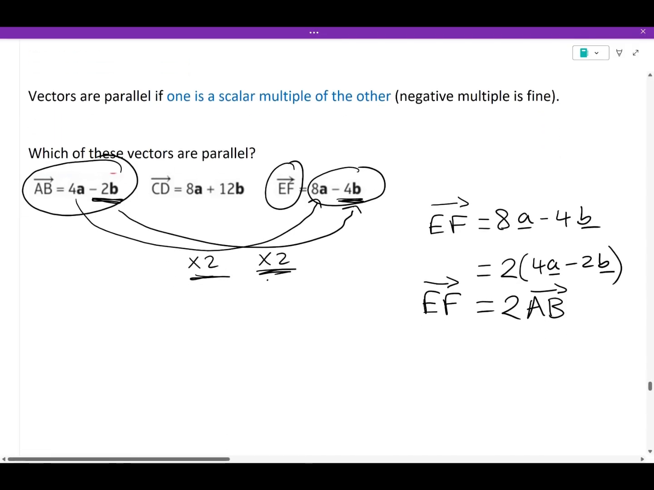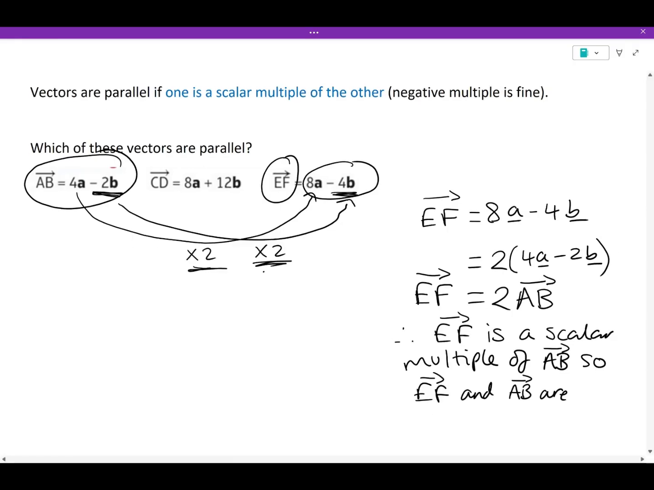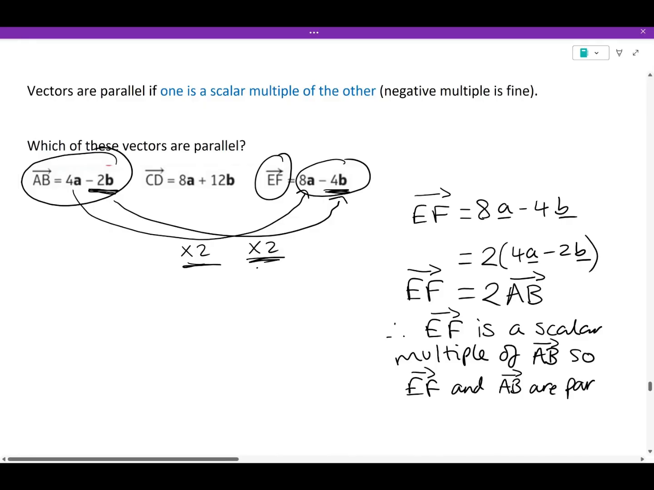So now I can write a conclusion. I can say, therefore, E to F is a scalar multiple of A to B. So E to F and A to B are parallel. And that is the type of working that is expected. So now let's have a look at a geometrical problem where we're going to put this to use.